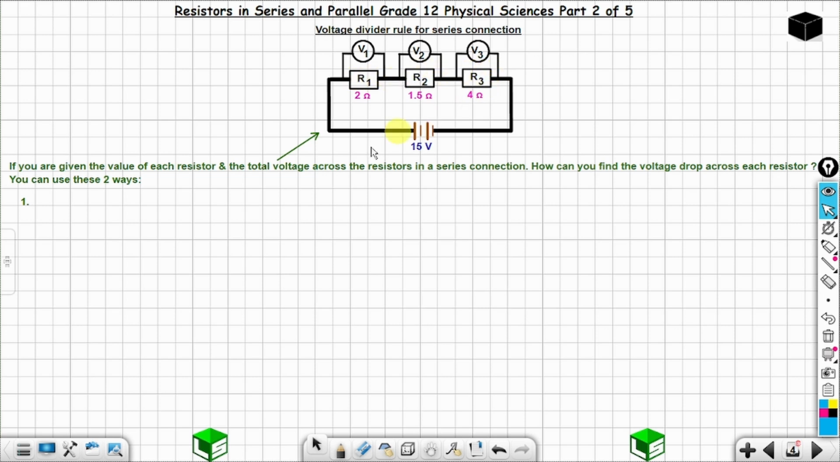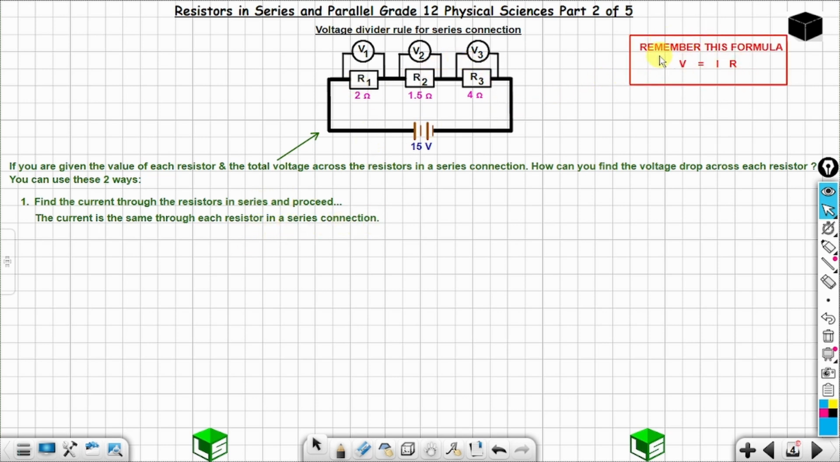Okay, so you are going to find the current in a series connection and proceed. The current is the same through each resistor in a series connection. So again, remember this formula. You are going to use this formula to find the current.